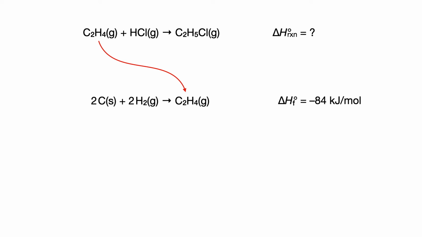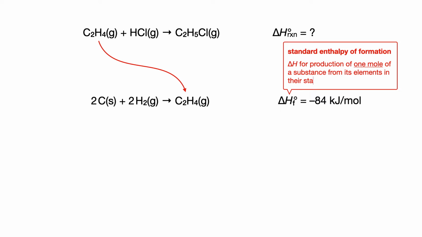So I've labeled the enthalpy change here with a little superscript circle indicating standard state conditions, and subscript F labels this as an enthalpy of formation. And in particular, this is the standard enthalpy of formation, which is the enthalpy change for production of 1 mole of a substance from its elements in their standard states. So to form 1 mole of C2H4 from its elements, graphite and hydrogen in their standard states, the enthalpy change is negative 84 kilojoules per mole.